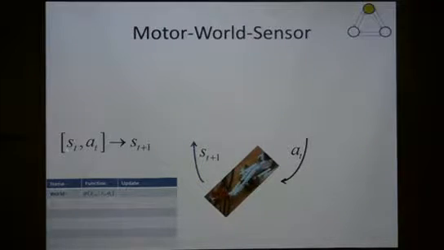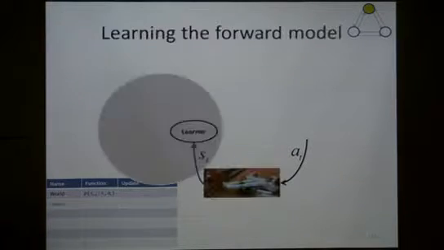So this transformation from state and action to the next state is called the forward model, and it dictates how the world behaves with the agent in it. The goal of the agent is to learn this transformation, which means to be able to predict the world. If I know exactly how the world behaves when I'm acting in it, then I have learned everything about the world. So this is what I'm trying to do. I have this learner which tries to predict the world.